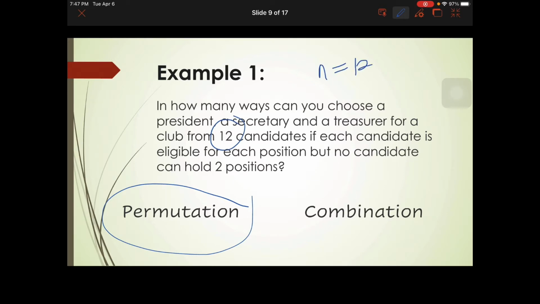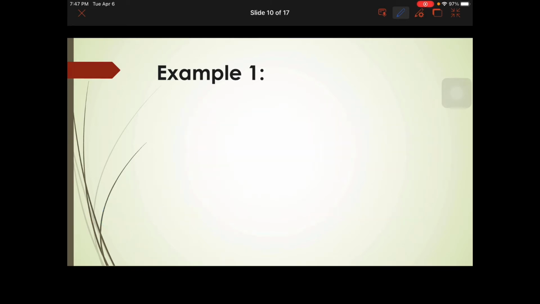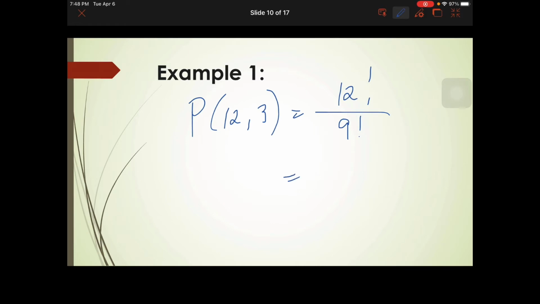And then, ilan yung pipiliin natin or yung kailangan natin piliin? We have the president, the secretary, and the treasurer. So your r is going to be 3. Okay? So in order for us to solve this, we're going to use our permutation formula. So the permutation of 12, taken 3 at a time, is going to be 12 factorial divided by 12 minus 3 factorial. That is going to be 9 factorial.